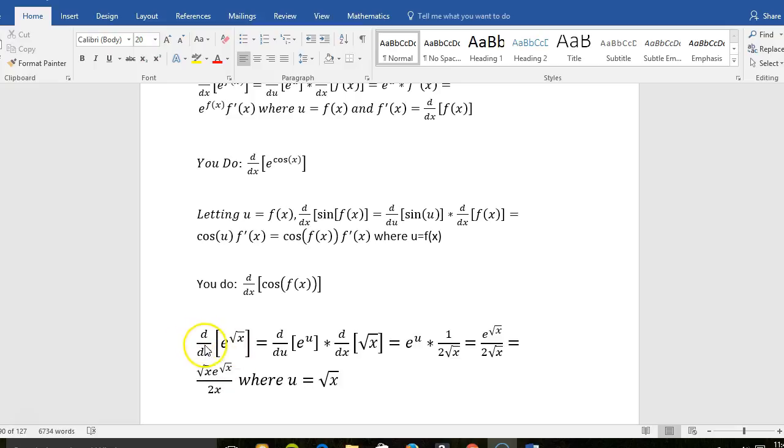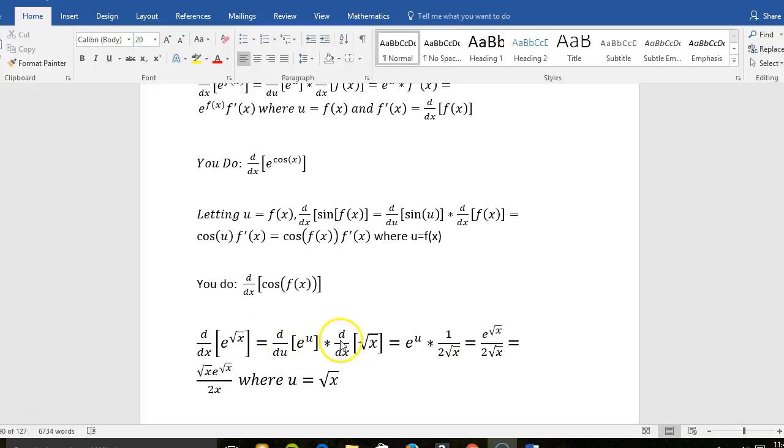Let's look at this example right here where my cursor is. d by dx of e to the power of the square root of x. Now we're going to let u equal the square root of x. So we have d by du of e to the u times d by dx of the square root of x, which is naturally my u term. Now d by du of e to the u is naturally e to the u.